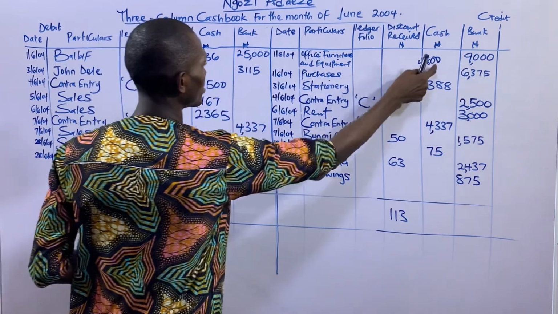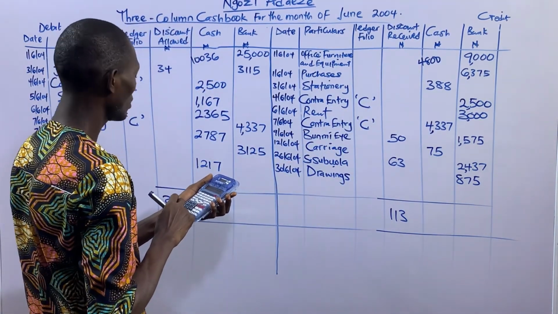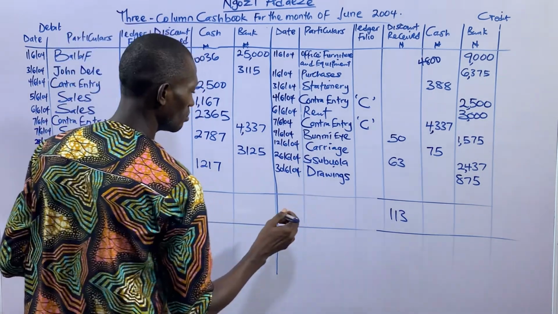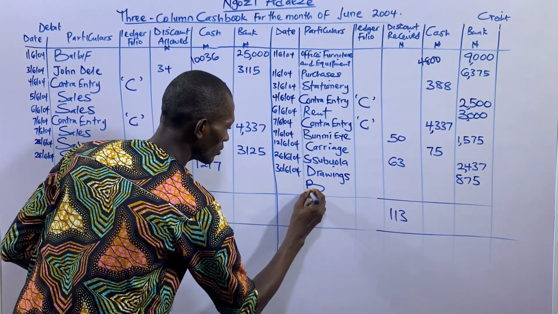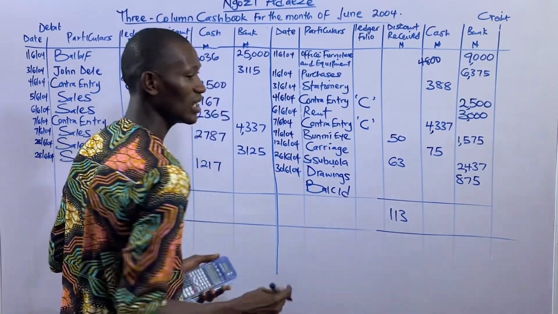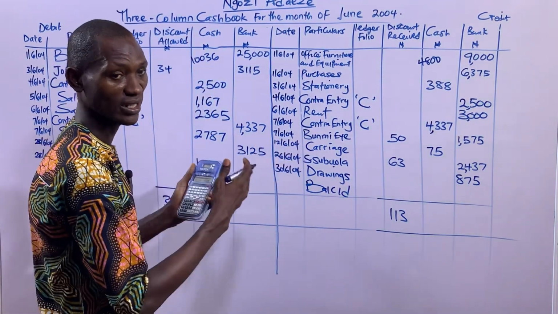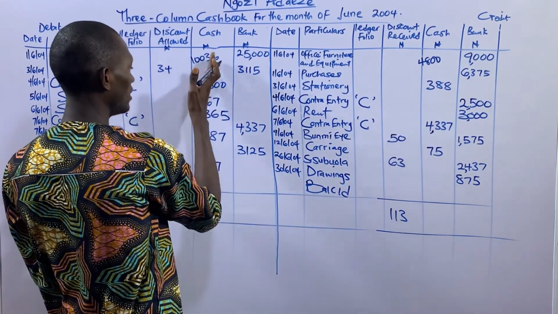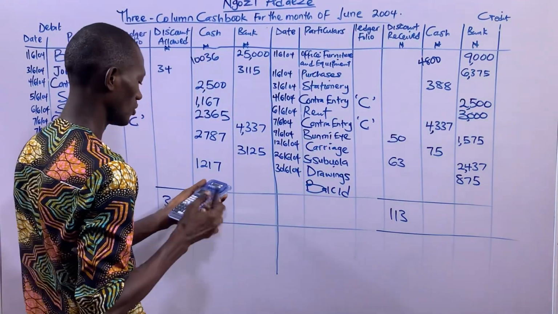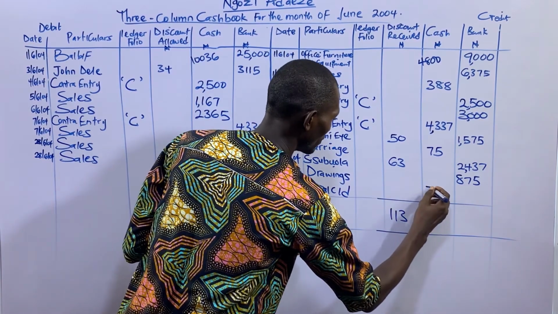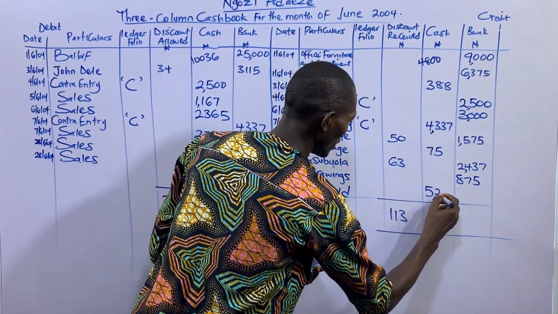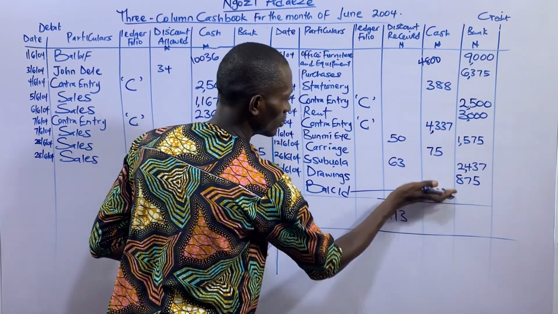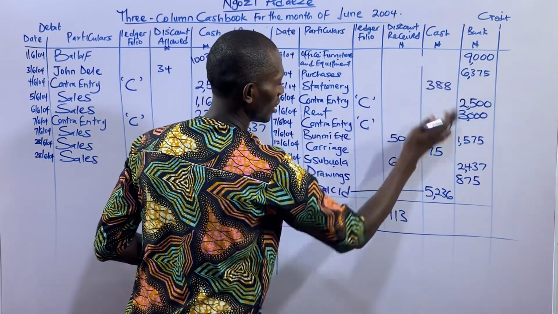So this minus this now. 10,036 minus 4,800. So the balance carried down simply means the difference between the two sides, between the credit side of cash and the debit side of cash column. So that gives us 5,236.